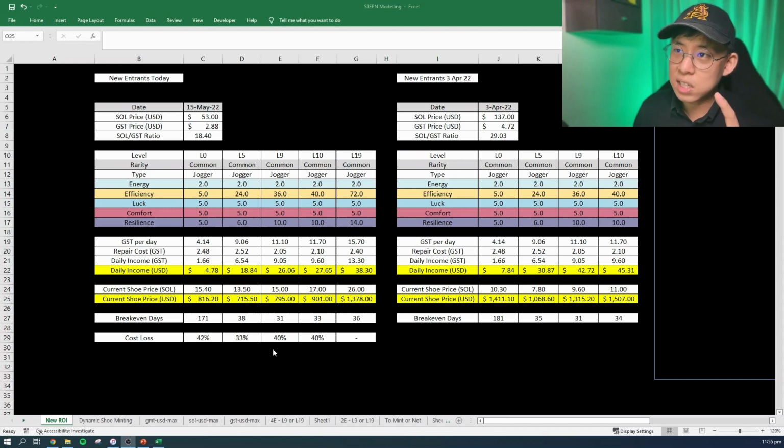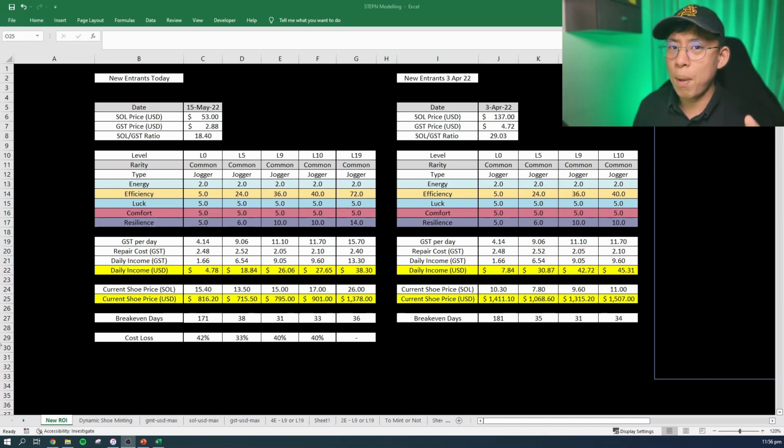And we actually see that the Solana price has dropped more than 50%. And this will cause the overall price in USD to decrease. And as such, you can see that the current shoe price is actually less than the shoe price back then on the 3rd of April. Lastly, we also see that the break-even days is about the same. Back then, it was a shoe at level 9 that had the shortest number of days to break even, similarly at 31 or maybe 32 depending on rounding errors.